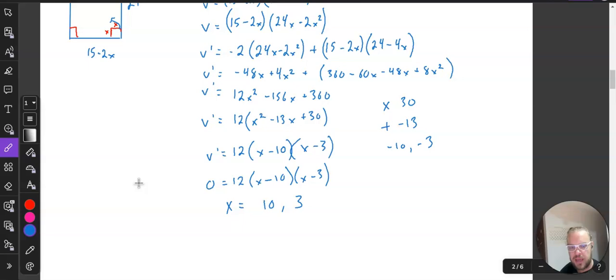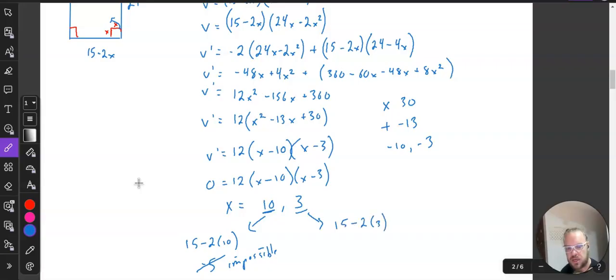But we need to check our domain, because the issue with this one is that if we take a look at this length, I'd get 15 minus 2 times 10. I would need to have a side length of negative 5. Well, that's impossible. So obviously, that's not going to be one of our answers. This one, on the other hand, will work, because I'll get 15 minus 2 times 3, which is going to be 9. So this one is possible, and so that's going to be what our answer is.